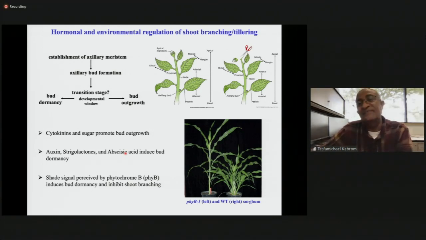Actually, its level increases in dormant buds. That's why it is called a bud dormancy hormone. Environmental factors that control shoot branching include water, nutrients, and shade signals or light. Nutrients like water and fertilizers usually also affect the growth of the whole plant, but shade signals promote other developmental processes and inhibit shoot branching.